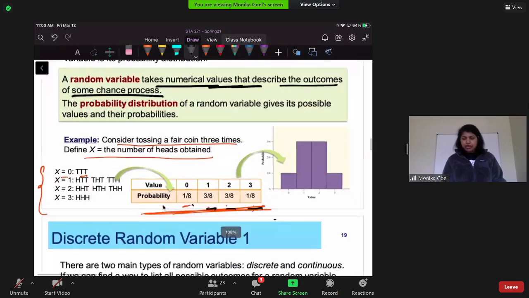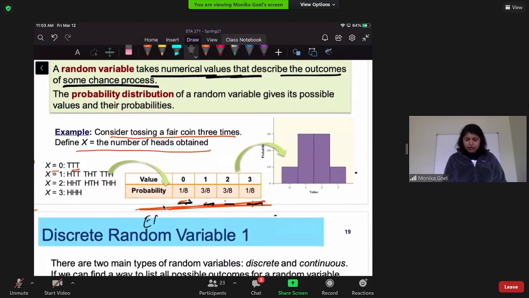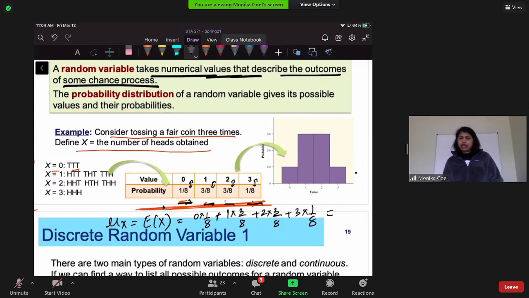And then we look at the expected value, denoted with EX or mu x. We multiply x by their corresponding probabilities, and then we added these. And this gave me the expected value or the mean or the average. So we get this. So that is the mean or the expected value.